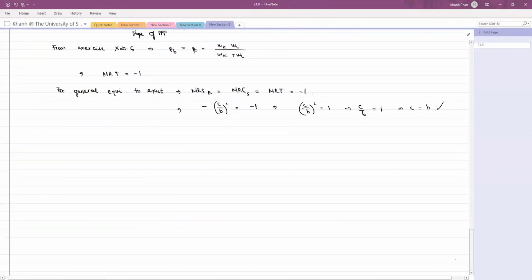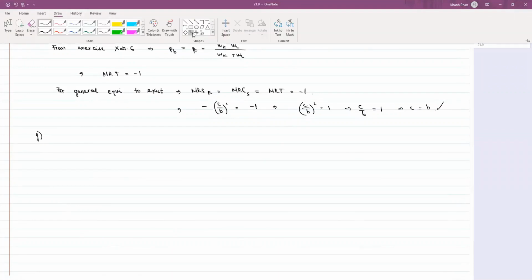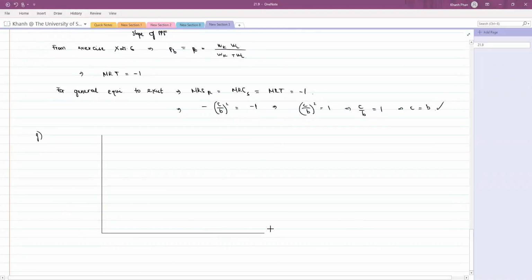Again, we just have to have a diagram where I have C on the vertical, B on the horizontal, and I have the production possibility frontier again here. Now I would have to pick a production point on the PPF such that B is equal to C. So that is going to be just the middle point over here.